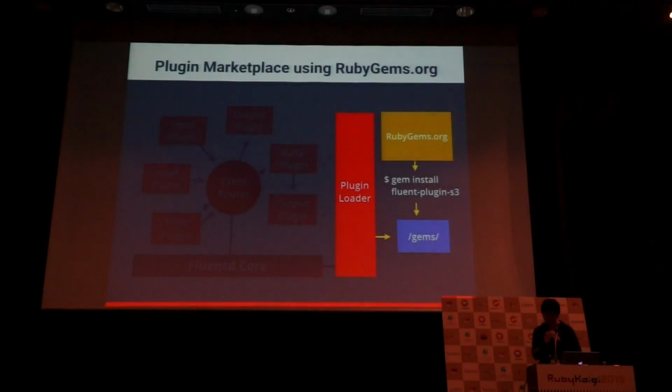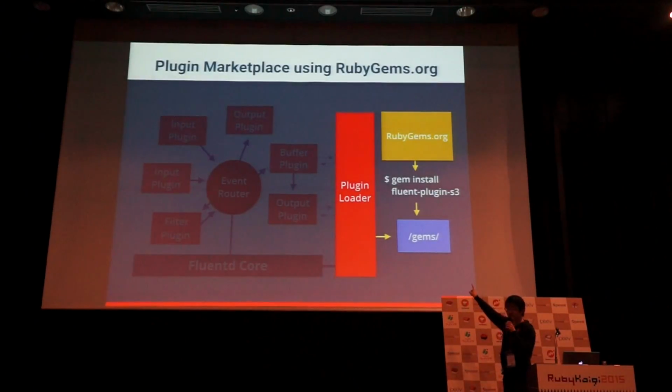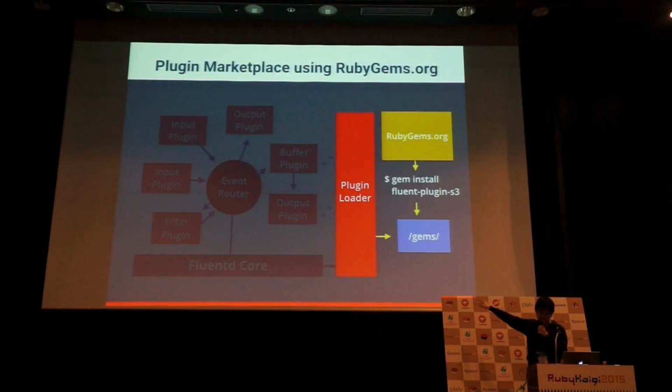What's interesting here is that the plugin loader uses RubyGems to load plugins. The plugin loader checks the installed gems. For example, if there is Elasticsearch as a type, it looks for a file named Elasticsearch, then loads it. If you want to install another plugin, just type gem install fluent-plugin-s3. Then it downloads the new plugin from RubyGems and installs it, and immediately you can use it. In this architecture, I use RubyGems as the plugin marketplace. You can release new plugins to RubyGems, and then we can create an ecosystem.